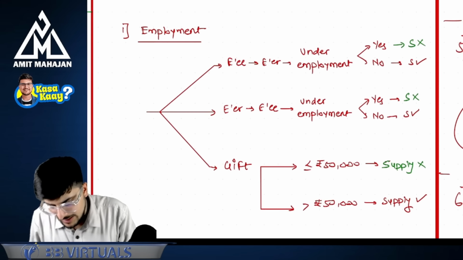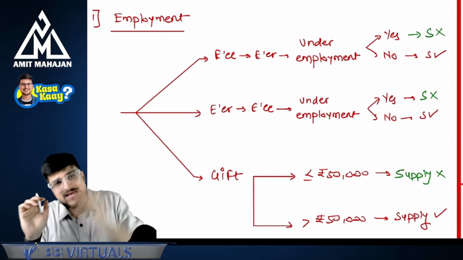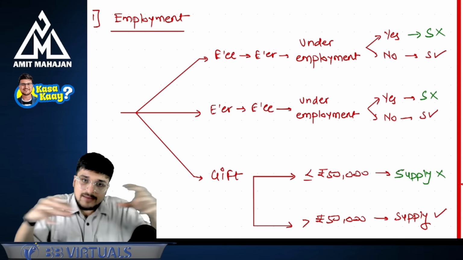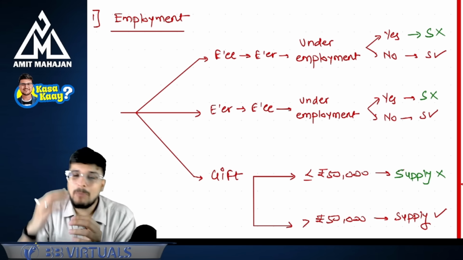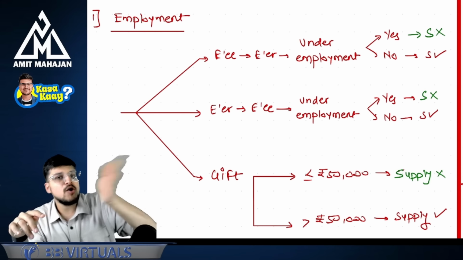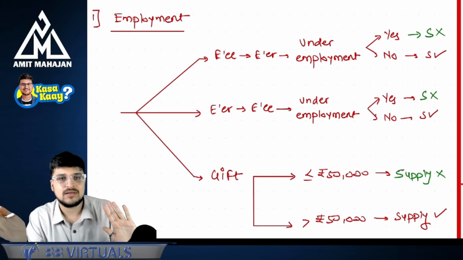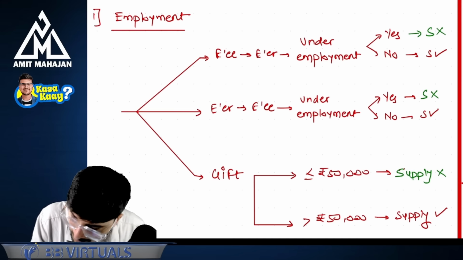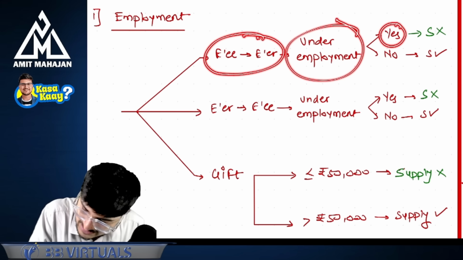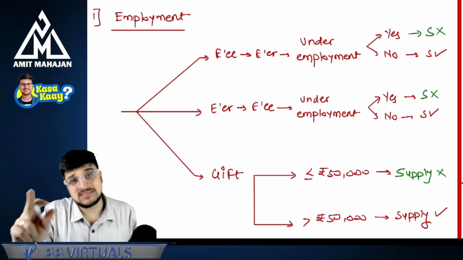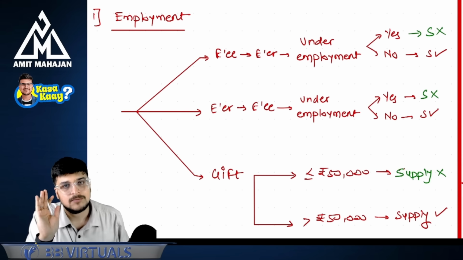Number one, employment. Just remember one thing. If there is an employment agreement and within the employment there is some kind of service given by the employer to the employee, or by the employee to the employer, under employment, it will not be considered as supply because it is in the negative list. Employment part always comes under negative list.